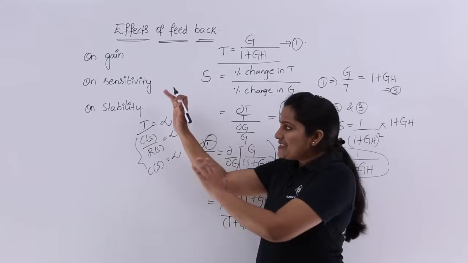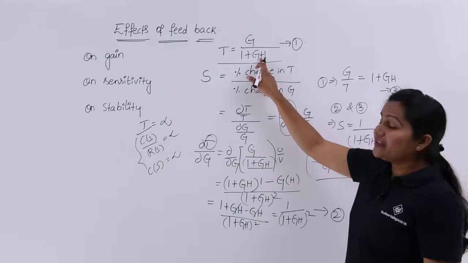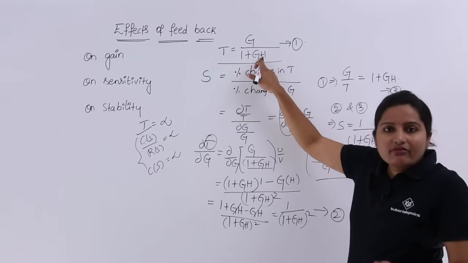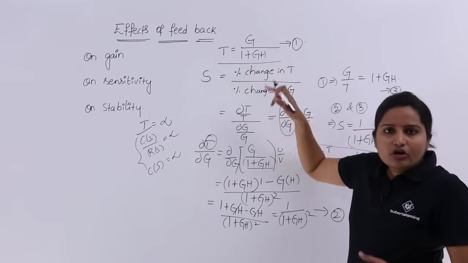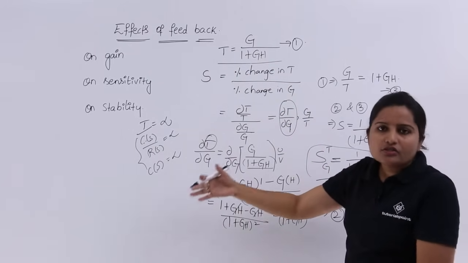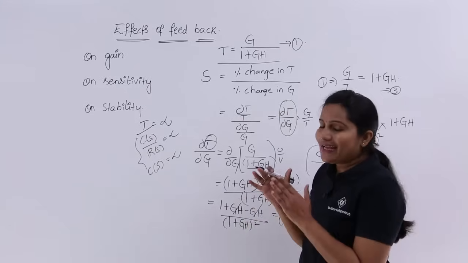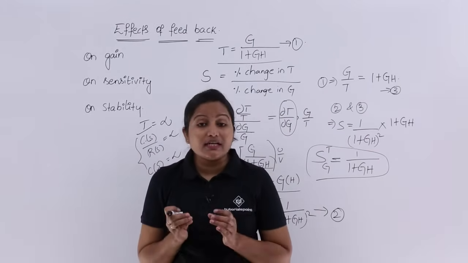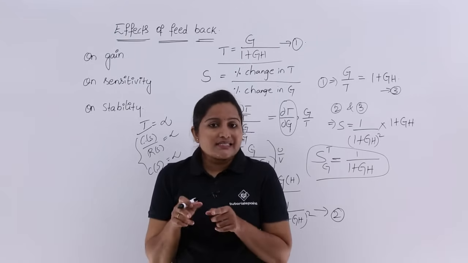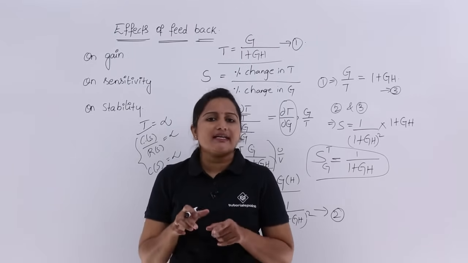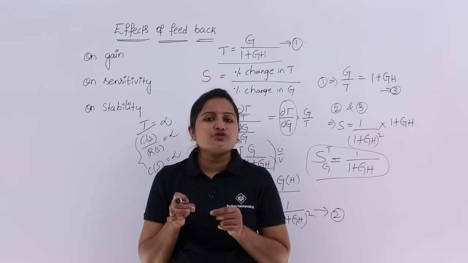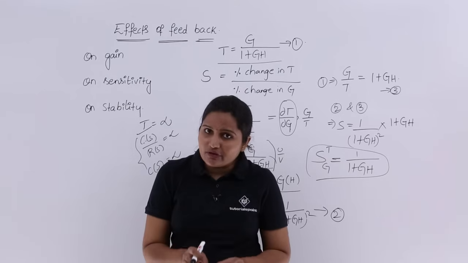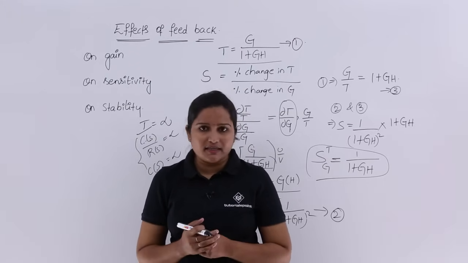So, your stability is also controlled by the feedback. If your GH is equivalent to minus 1, you are losing your control. So, that is why you need to take care of your feedback to control the stability. That means your feedback is having effect on stability also. You need to take care of your feedback to get better stability of the system.